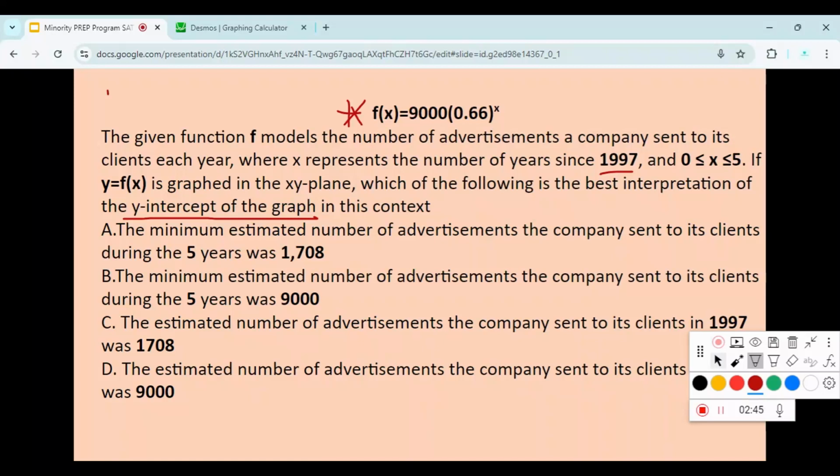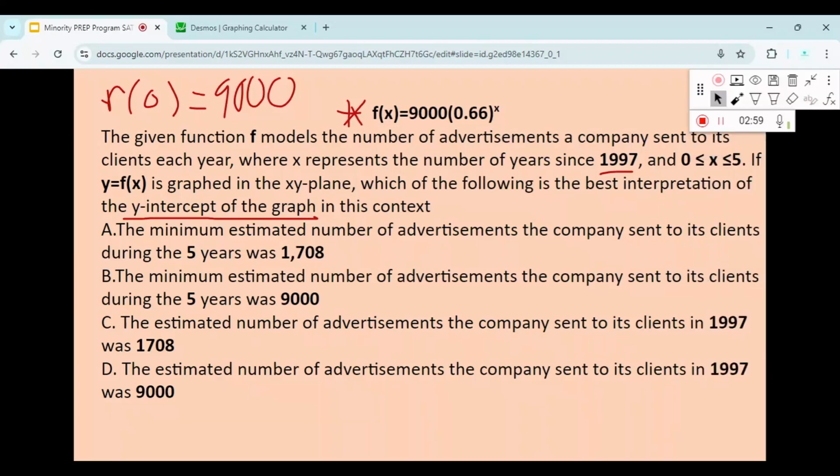So if we calculate what f of 0 is, you just get 9,000, since anything raised to the power of 0 is just 1. There's only one answer choice that goes through all the points we just made. These two are both wrong because they gave us the wrong y-intercept value, 1708. We already calculated it as 9,000, which means the answer we're looking at is from B and D.